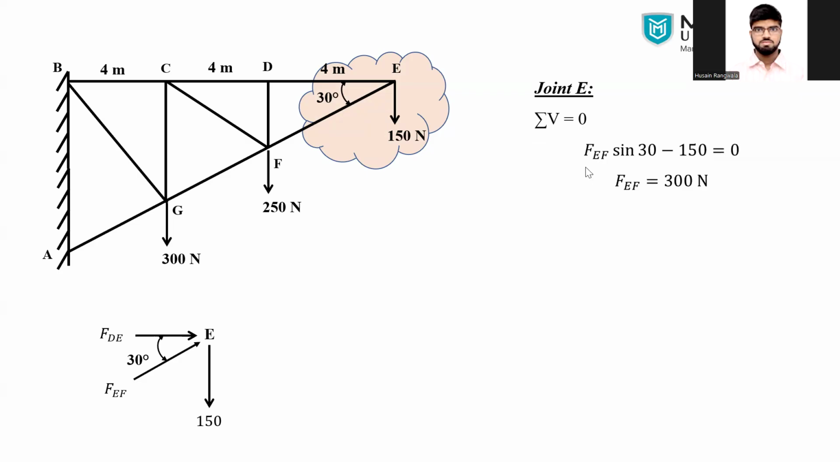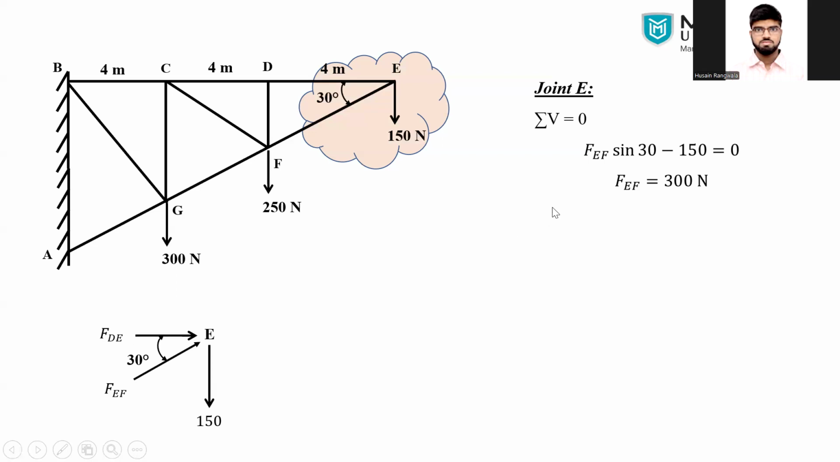So how many vertical forces can we see over here? That's two. One is FEF, which is going upward when we take the component of this inclined force, and another is minus 150. So that's FEF sine 30 minus 150 equal to 0. If you find it out, it's 150 divided by sine 30, so the answer is 300 Newton. Next, we got the answer as a plus. That means whatever assumed direction we have considered for the FEF is correct.